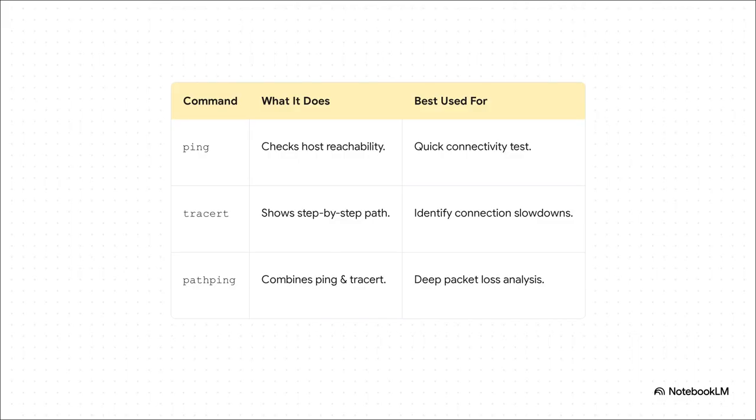This table right here lays out your whole investigation strategy. Ping is your simple "Are you there?" test. Tracert, or traceroute, is your GPS. It shows you every single hop your data takes to get to a destination and, crucially, where it might be slowing down. And then there's pathping. Think of this as the full forensic analysis, checking for data loss at every single stop along the way.